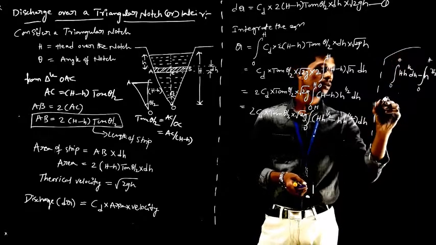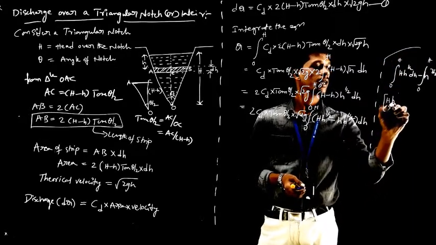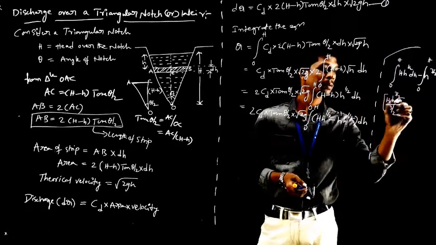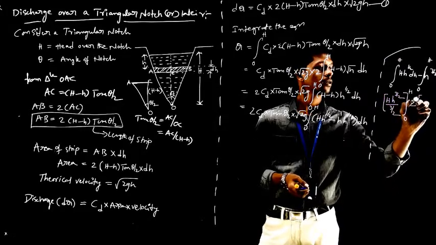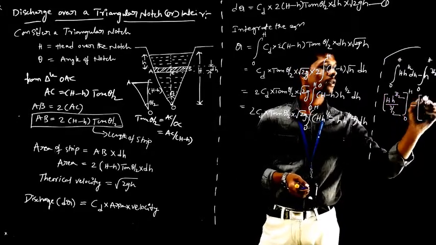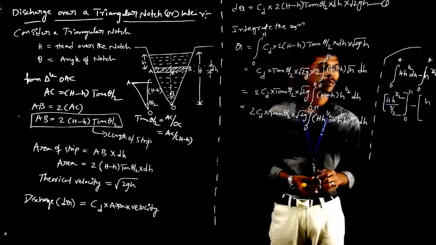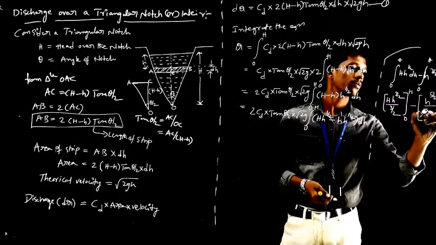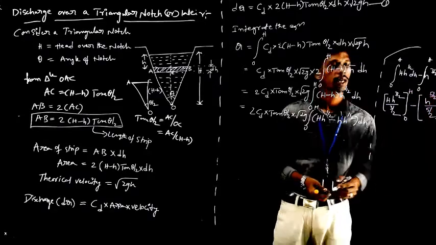Okay, so what is this? So capital H and h power 3 by 2 by 3 by 2, multiplied by 0 to h, minus, you will get h power 3 by 2 plus 1. What is the answer? 3 by 2 plus 1 by 3 by 2 plus 1. So 5 by 2, right? So 5 by 2 by 5 by 2 multiplied by 0 to h.